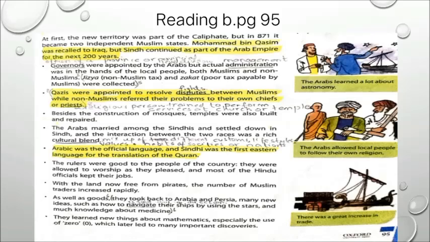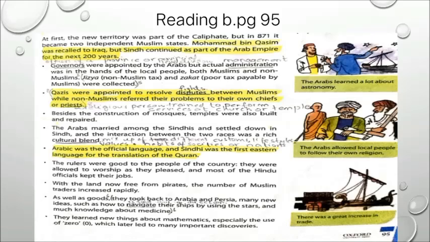At the same time, they were also collecting jizya from non-Muslims too. Later on, that collective tax was utilized for the benefit of that area. Point number 2. Qazis were appointed to resolve disputes between Muslims while non-Muslims referred their problems to their own chiefs or priests. It was a time of caliphate, so all the policies were made according to the teachings of Islam.